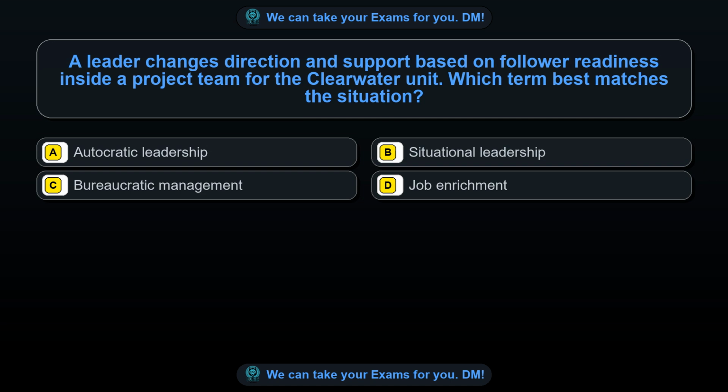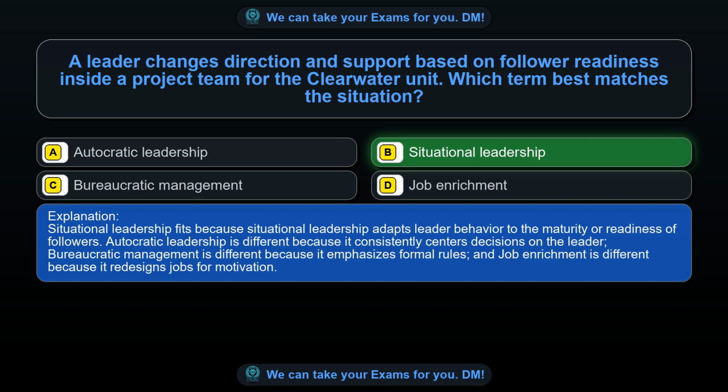Question 9. A leader changes direction and support based on follower readiness inside a project team for the Clearwater unit. Which term best matches the situation? Option A, autocratic leadership. Option B, situational leadership. Option C, bureaucratic management. Option D, job enrichment. The correct answer is option B, situational leadership.